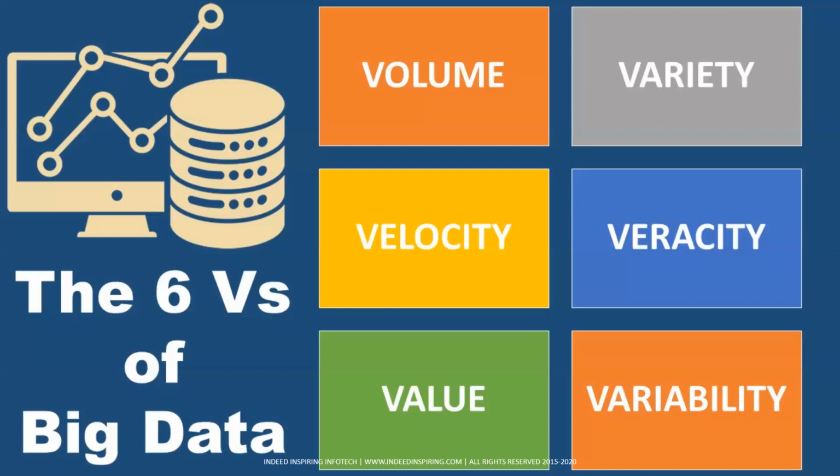These were initially coined by a company called Gartner, and later on other companies added a lot of other things like veracity, value, and variability. I'll explain them also. So veracity actually means the trust in the data.